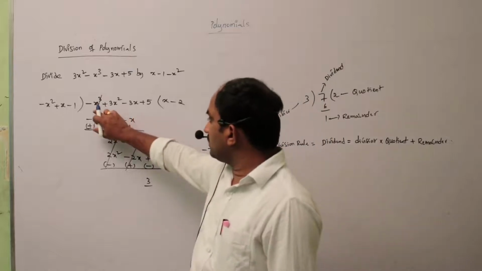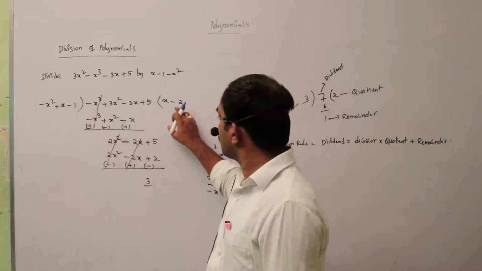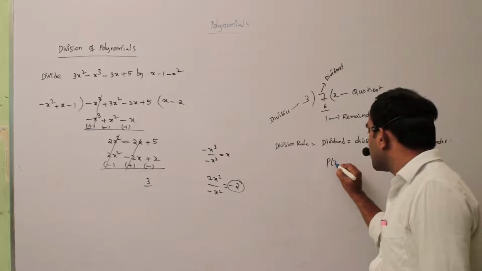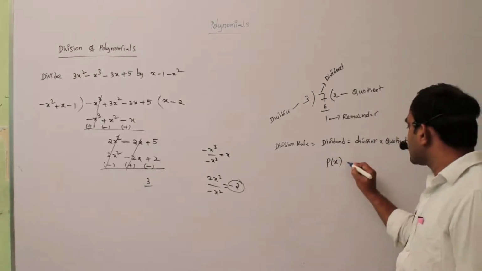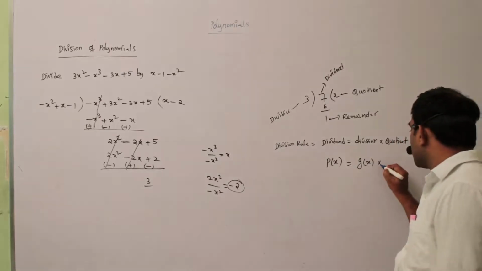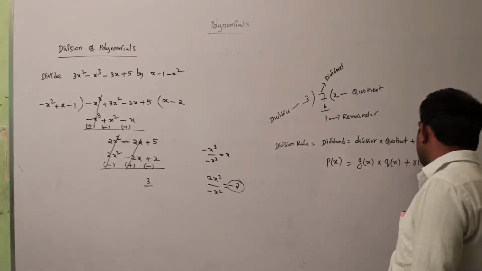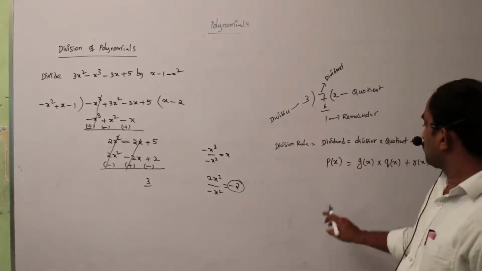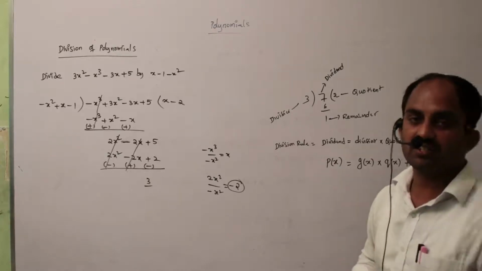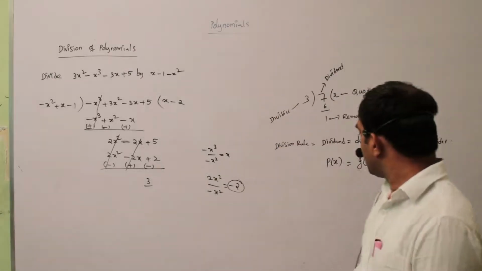So in a polynomial, what is this generally? Dividend. This is the divisor. This is the quotient. This is the remainder. The dividend is denoted by P of x. P of x is equal to divisor, denoted by G of x, into quotient, represented by Q of x, plus remainder, represented by R of x. So P of x is equal to G of x into Q of x plus R of x. This is what we call the division algorithm.